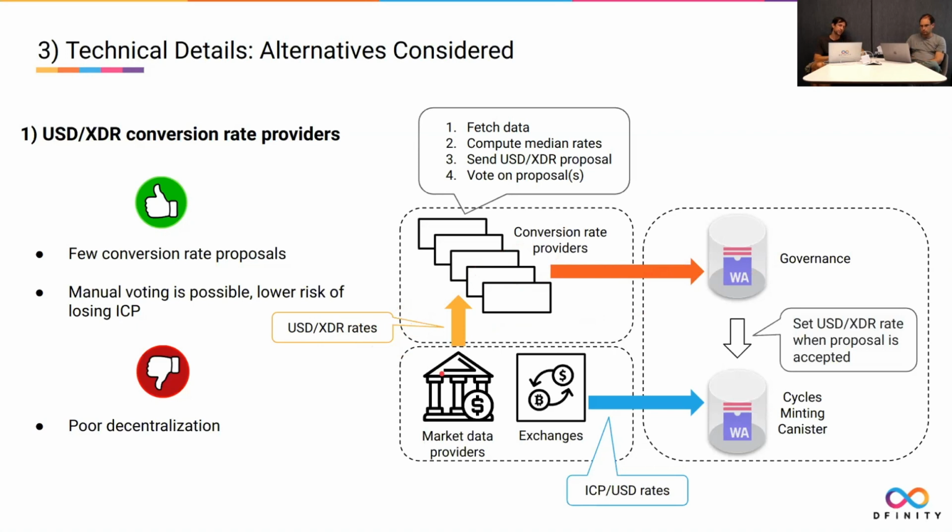And that would help because the XDR rate does not change quickly. So we would only need very few proposals over time. That would reduce the number of proposals we need dramatically on its own, and we could even use manual voting because there are so few proposals. So people could vote on these exchange rate proposals, lowering the risk of losing ICP. But again, we would still have these conversion rate providers, and it would still not offer great decentralization. So that's why we didn't go for this mechanism.